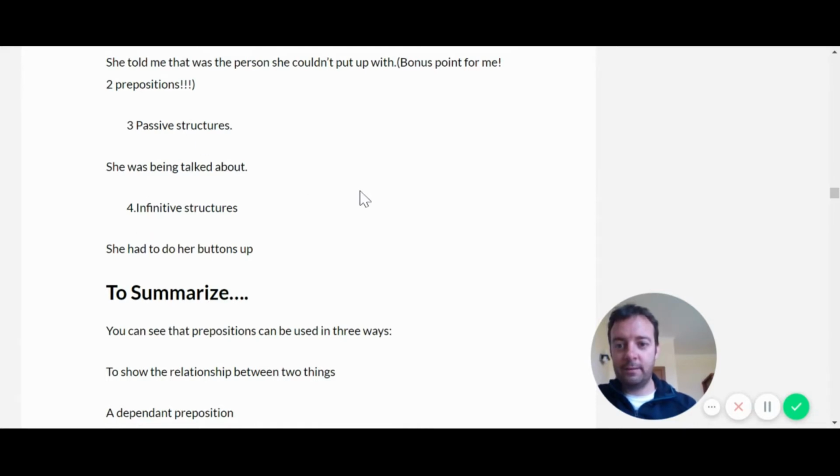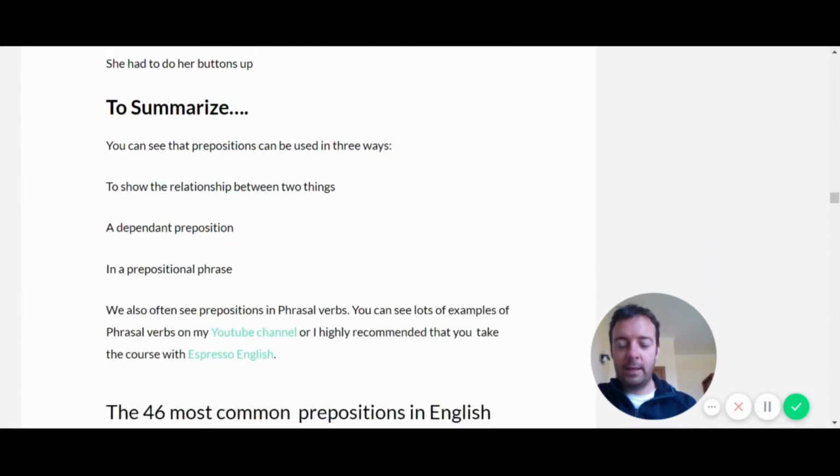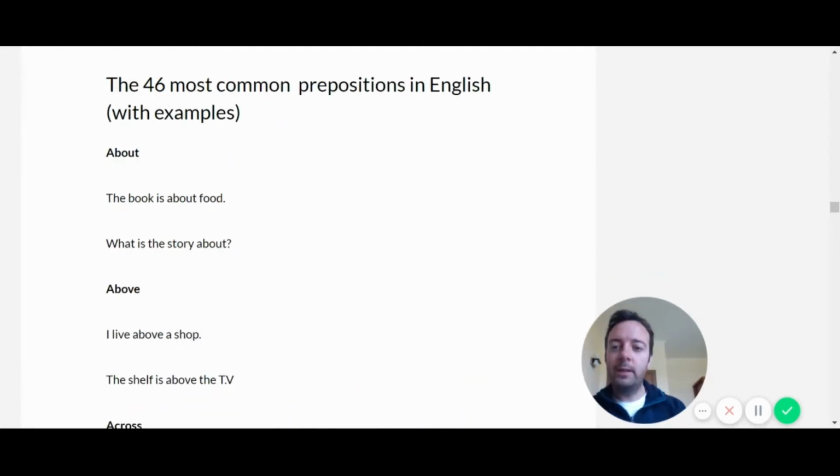Passive and infinitive structures. Okay, so to summarize, prepositions can be used in 3, maybe 4 ways. To show the relationship between two parts of the sentence. A dependent preposition, that means look at or wait for or something like that. In a prepositional phrase, in the middle, something like that. And then also in phrasal verbs. Okay, so now I will explain the most common prepositions in English.